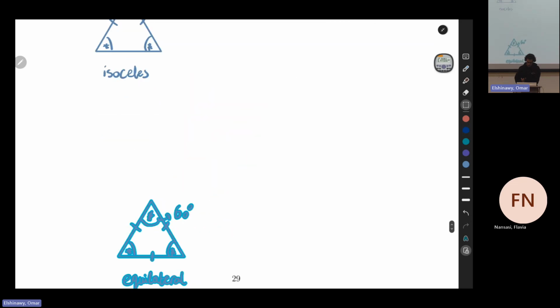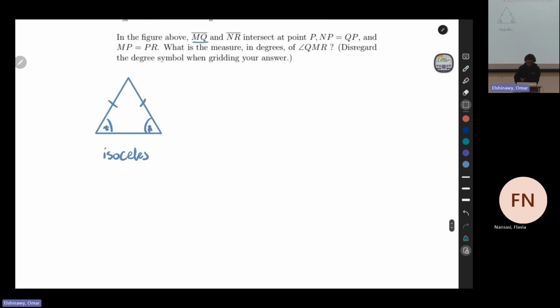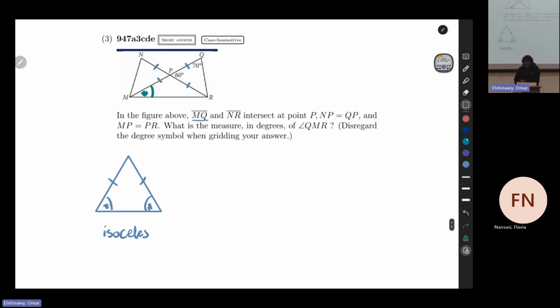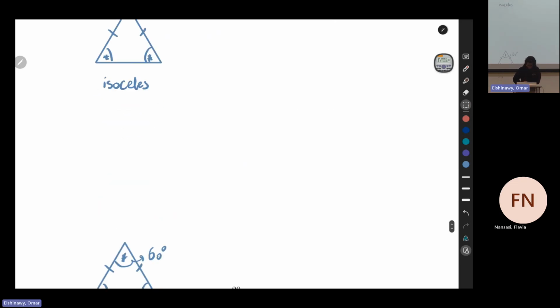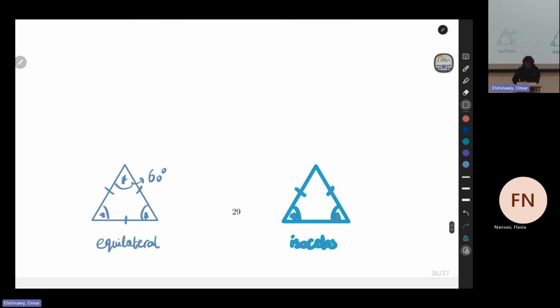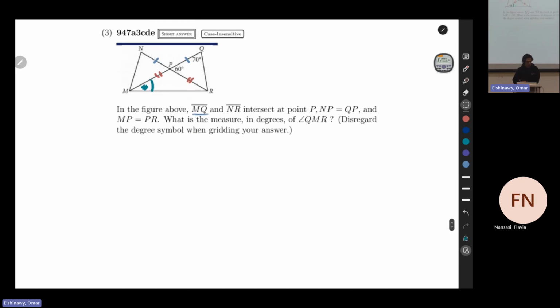I'll put this on the side. I don't think it is relevant for the problem, but this is much more relevant because here's what we have. Let me not fall into this trap. NP is equal to QP. These two are equal, and these two are equal. I think what's going on here is that we have a case of congruency. What does it mean for two triangles to be congruent? It means that they are exactly the same.